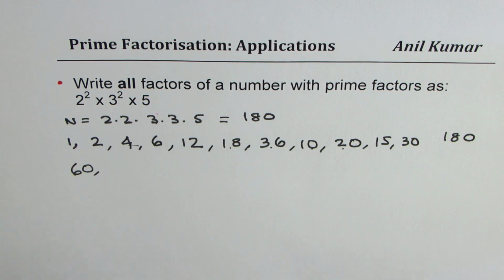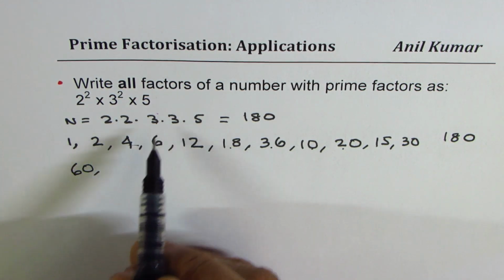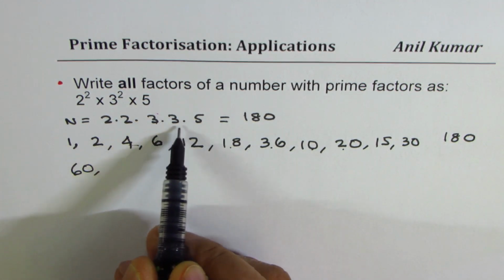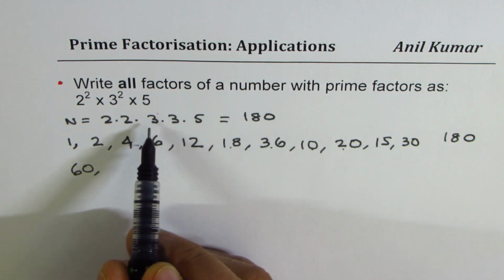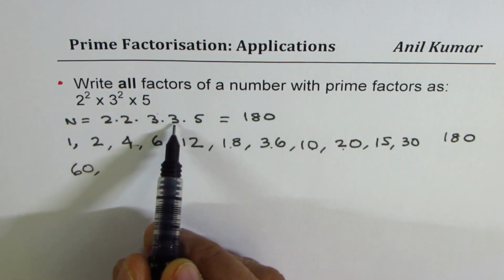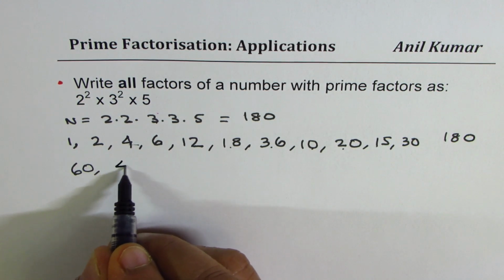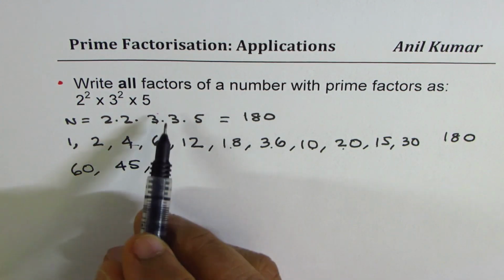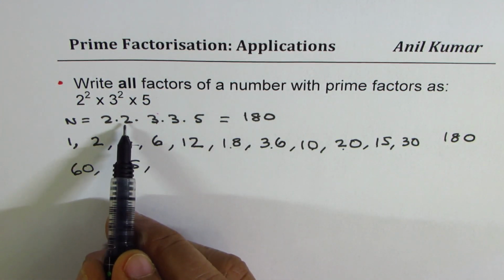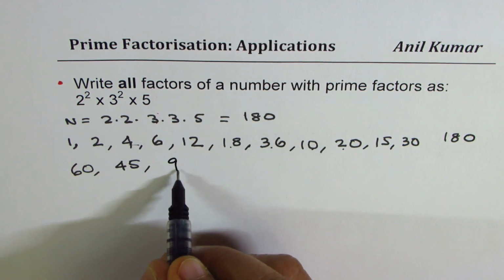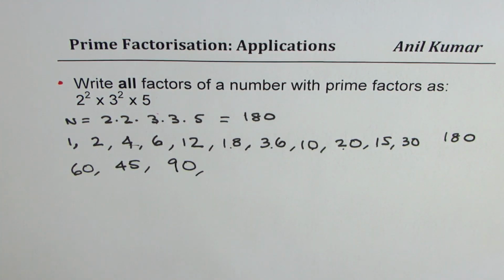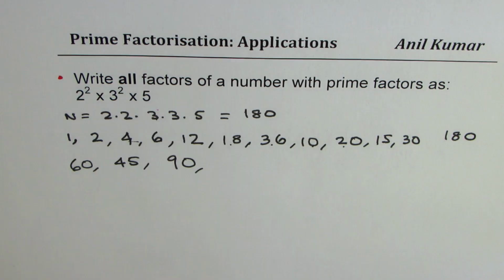Now, let us take combinations with 3s. So if I take both 3s together, right, both 3s means 9. 9 times 5 is 45. And when we multiply 45 by 2, taking this 2, we get 90 as another factor. So that is how we could actually build on the factors, right?